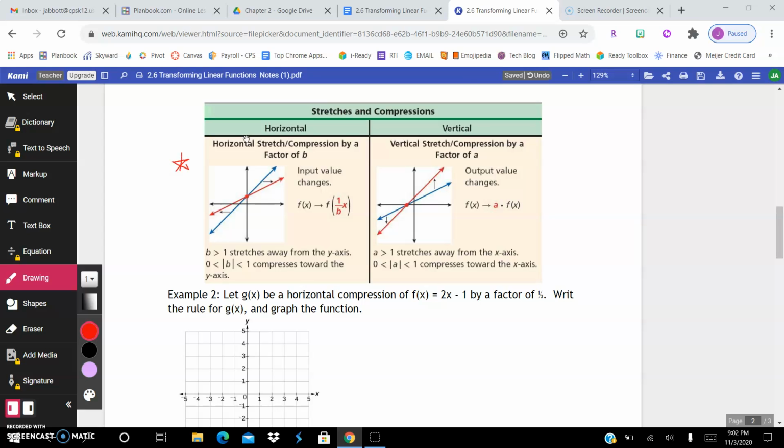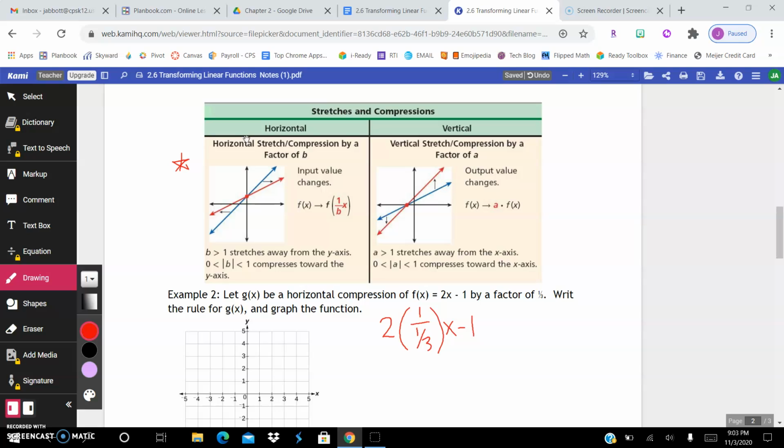And we are going to have to multiply the x by our scale factor. So we have the 2, and then right in front of the x, we're going to have to multiply the x by 1 over the scale factor, which is 1/3. And then we have x minus 1. So we have to simplify that.